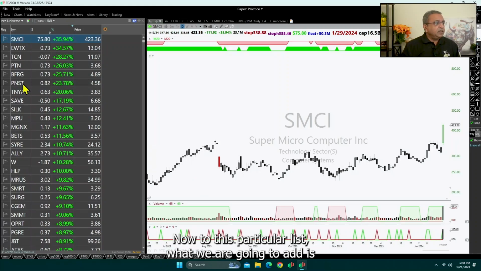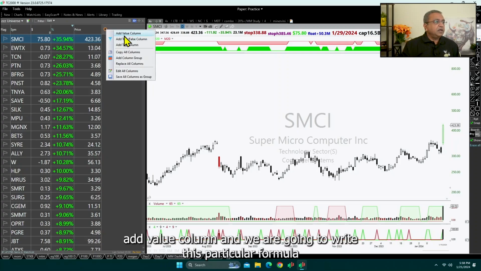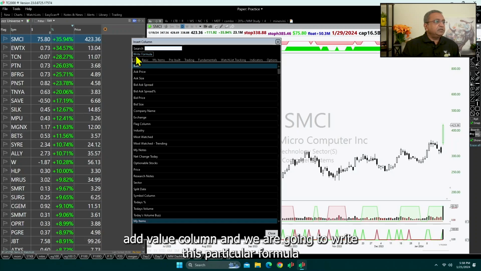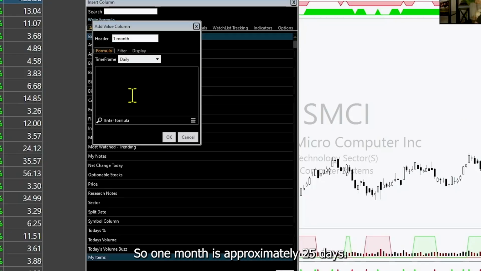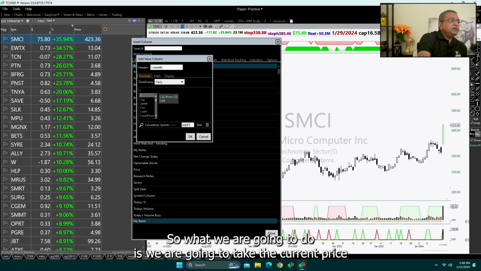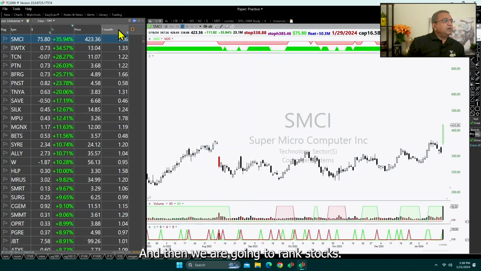Now to this list, we are going to add first a 1 month momentum column. In order to add that, add value column, and we are going to write this particular formula, 1 month momentum. So let's say this is 1 month, and then we'll rank stocks by that. 1 month is approximately 25 days. So what we are going to do is take the current price divided by average C25, which is the 1 month momentum ranking, and then we are going to rank stocks.